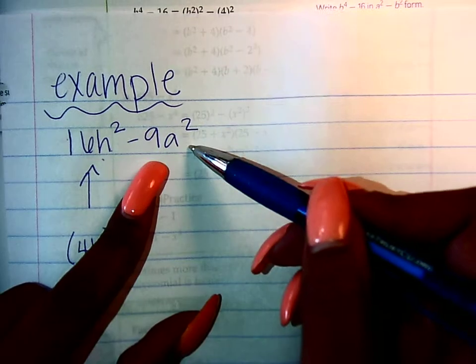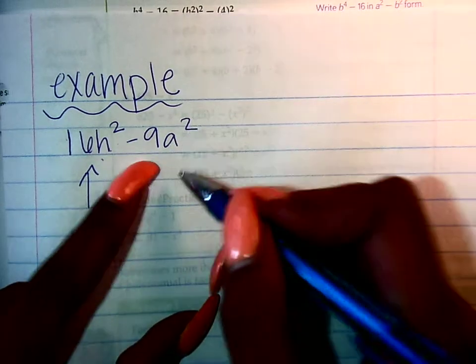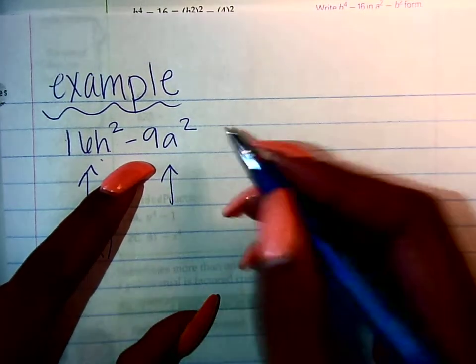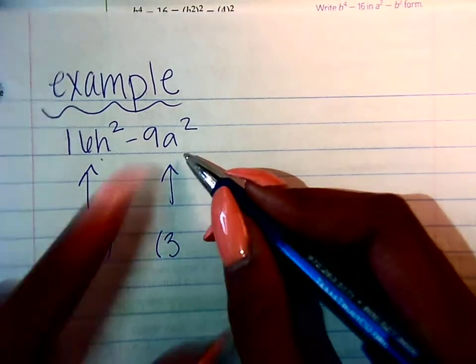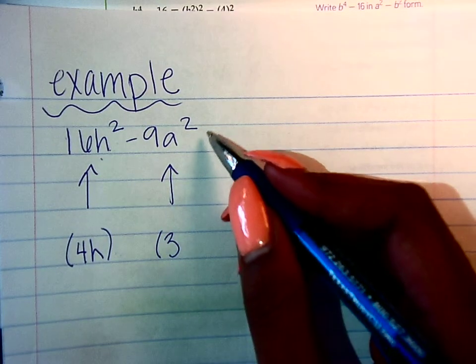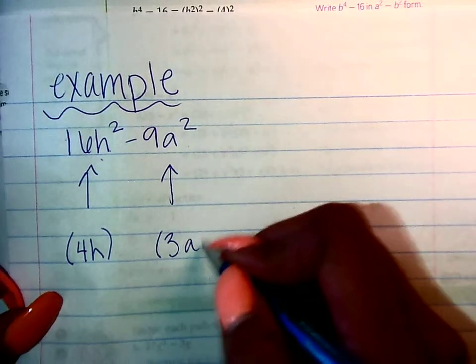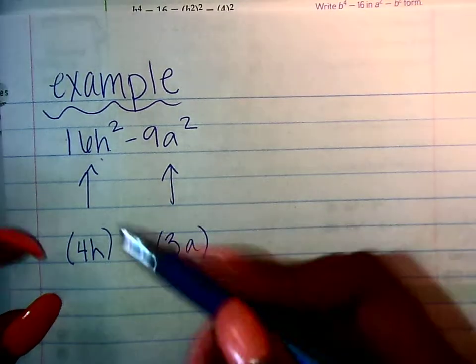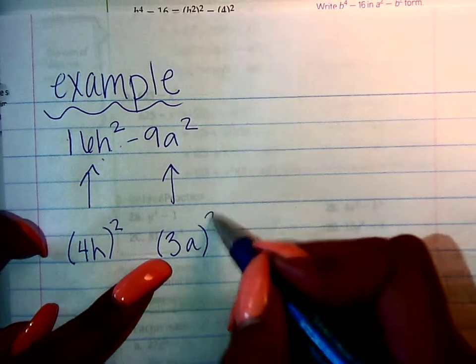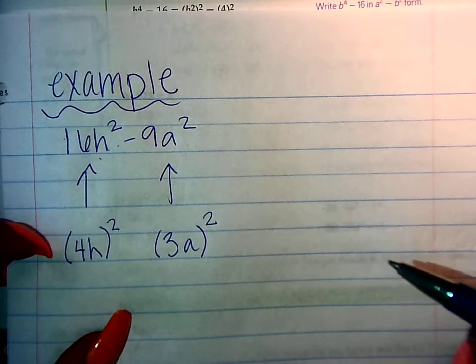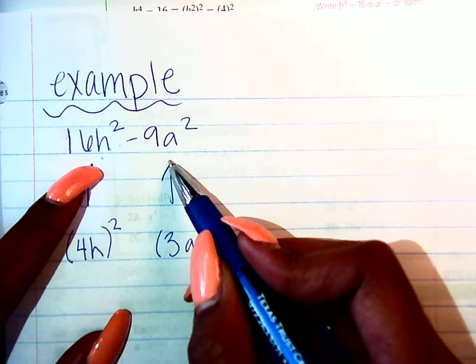Okay? Now look at the second term. 9. Is 9 a perfect square? Yes, because 3 times 3 gives us 9. Is a squared a perfect square? Yes, because you can multiply a times a. So if we multiply 4h times 4h, we would get that. If we would do 3a times 3a, we would get that. So these two terms are perfect squares.